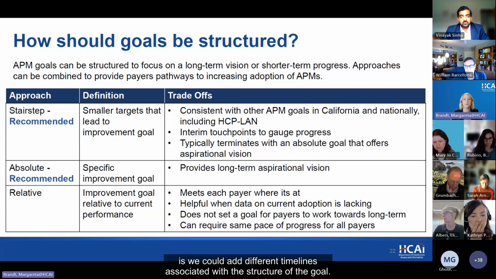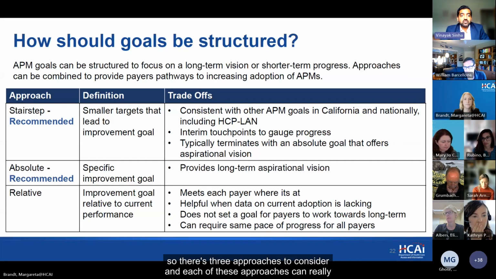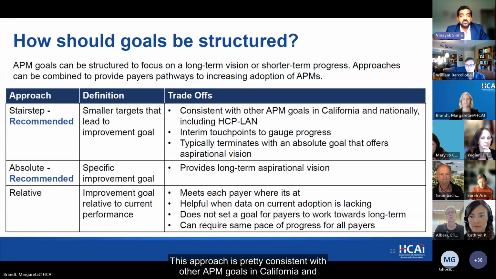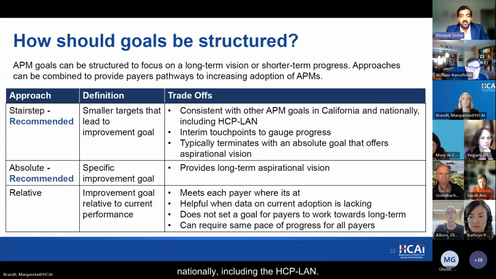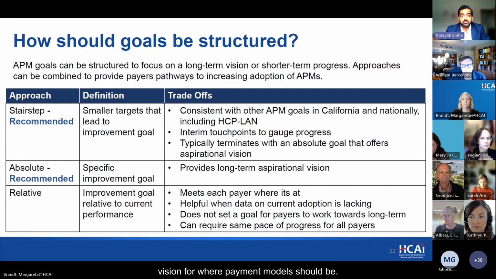We could add different timelines associated with the structure of the goal. All right, so there are 3 approaches to consider, and each of these approaches can really be layered. So that's something to think about as we discuss these. The first is a stair-step goal. This essentially is a series of smaller targets that can lead to an overall improvement goal. This approach is pretty consistent with other APM goals in California and nationally, including the HCP LAN. It typically terminates with an absolute goal that offers that aspirational vision for where payment models should be.